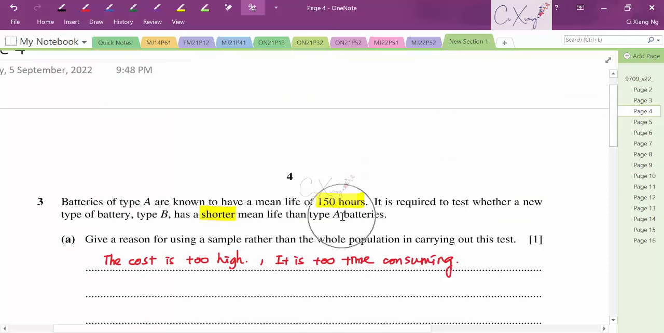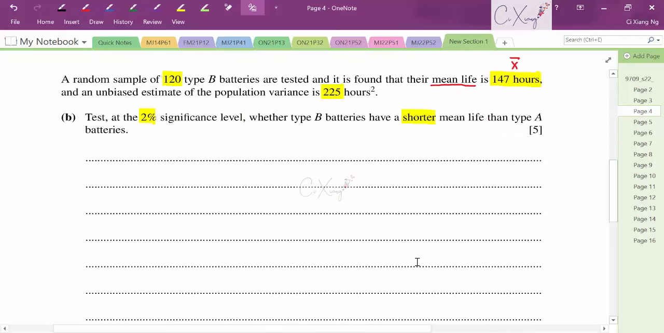So originally the mean life that we expect should be 150. When you want to carry out the test, let us set up the null and alternative hypotheses. First of all, the null hypothesis: the mean life, so maybe I can use mu. So mu equals 150 hours. And the alternative hypothesis will be mu smaller than 150 hours because of the keyword shorter than. So we are going to test whether mu is shorter than 150 hours.